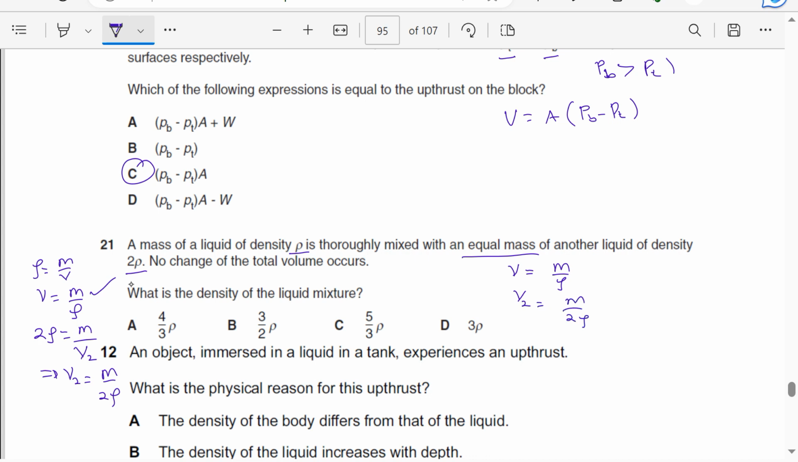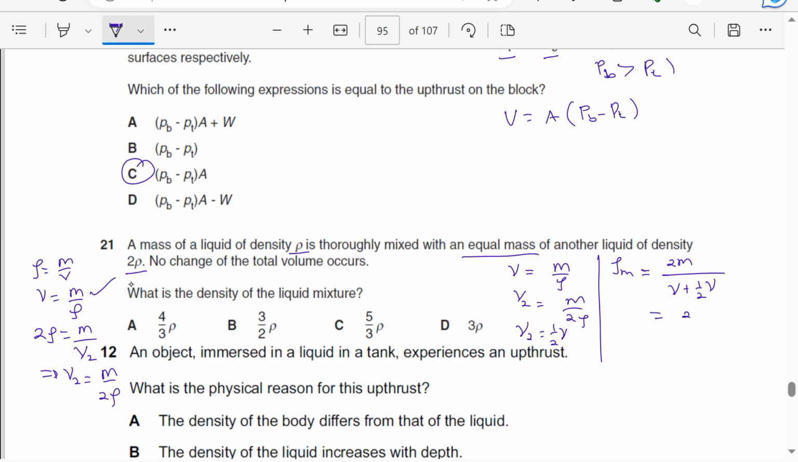So the question is, what is the density of the liquid mixture? Remember, we say the density of a mixture is total mass. Total mass is going to be m plus m, which is twice m, divided by total volume. Total volume is going to be V plus V2. When you look at these two, you notice that V2 is half of V, because this is m over ρ, this is m over 2ρ. So total volume is going to be V plus a half of V. That is total volume.